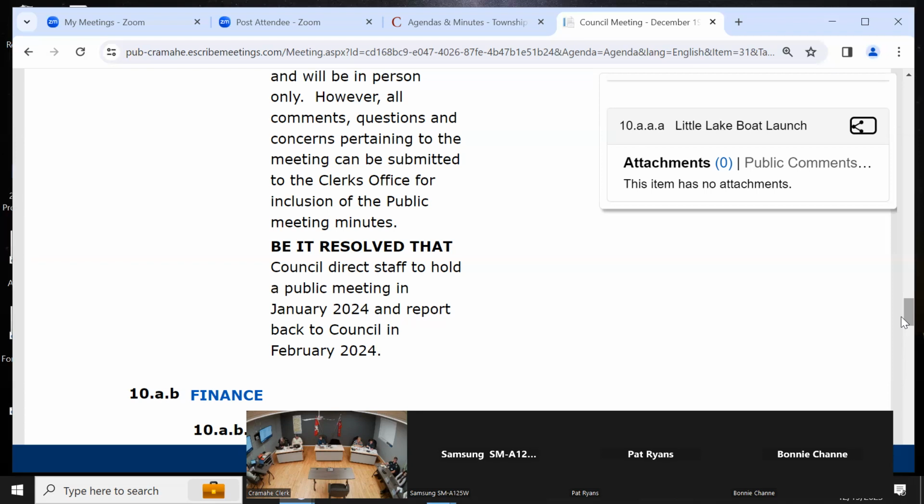Amendment, which council directs staff to hold 2 public meetings, 1 online, 1 in person in January and report back in February. Hybrid or totally online? It's council's decision. Yeah, so we'll do 1 in person, 1 virtual only. So is that a motion? I didn't make the motion, so I can't do a friendly amendment.